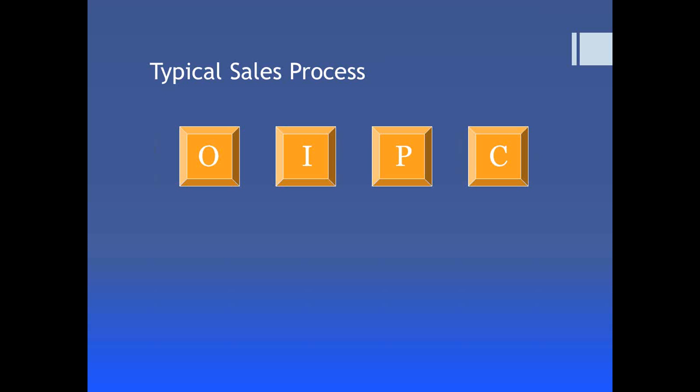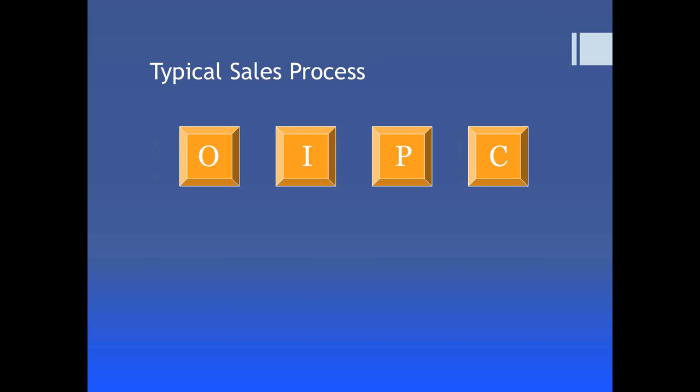So you have to do something to open a meeting. You can't just walk in and get right down to business. You have to gather some information. You have to make some kind of a presentation, plan, or proposal, something that tells them here's who we are and here's what we do. And then, of course, you have to close.